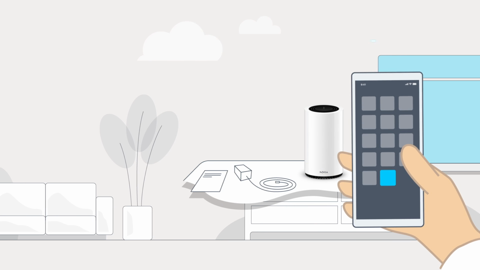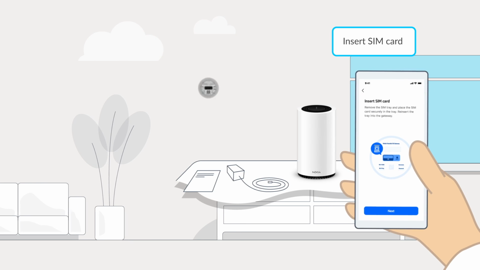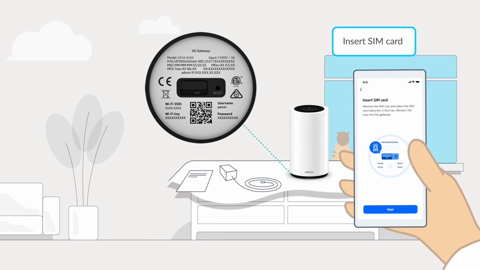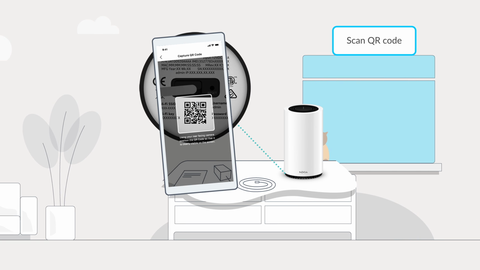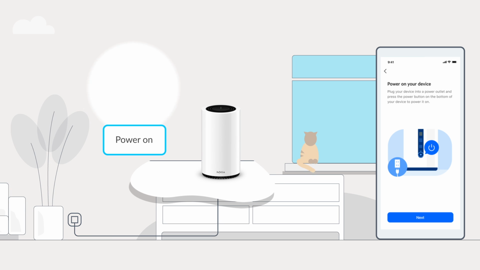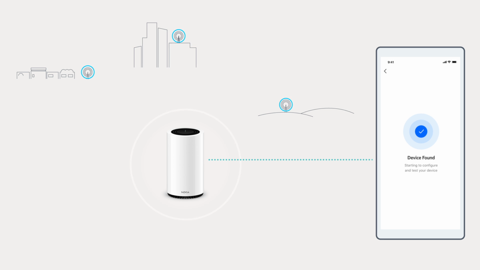To begin, download the Nokia Wi-Fi app. If the SIM is not pre-installed, take a moment to remove the SIM tray and insert your SIM card. Next, scan the Gateway QR code and turn on your Gateway. The Gateway will start searching for a 5G signal.